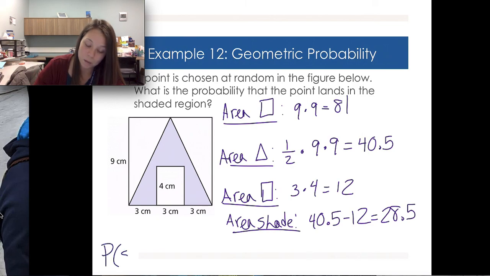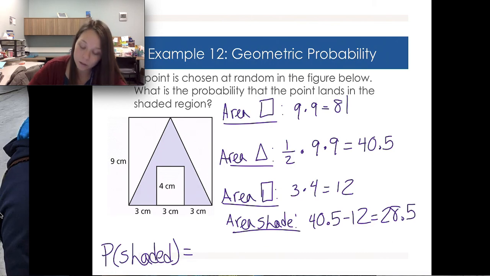So finding the probability that a point randomly lands in the shaded region is the area of the shaded region, 28.5, divided by the total area, which is the big square, so 81, to give us a probability of 0.352.